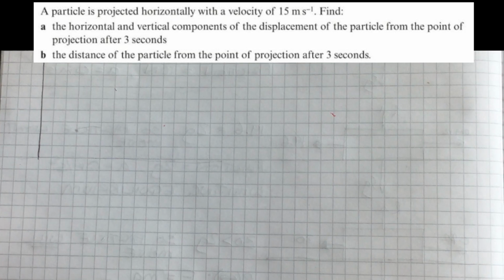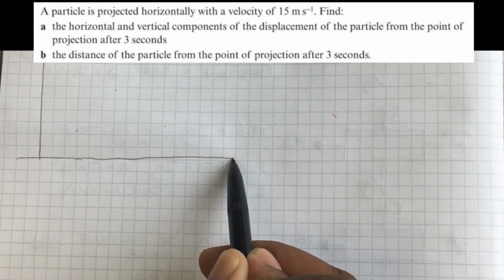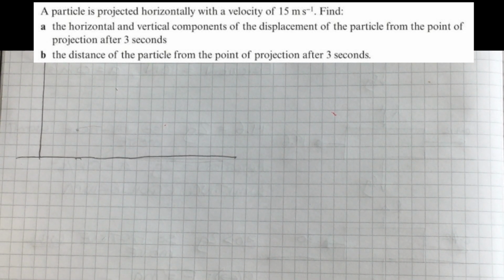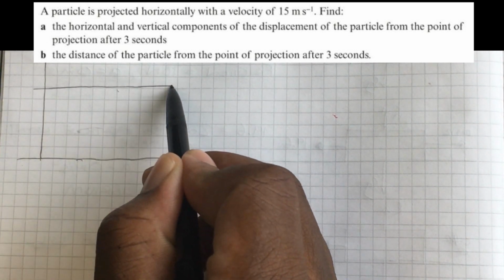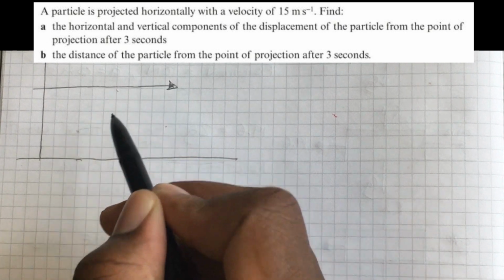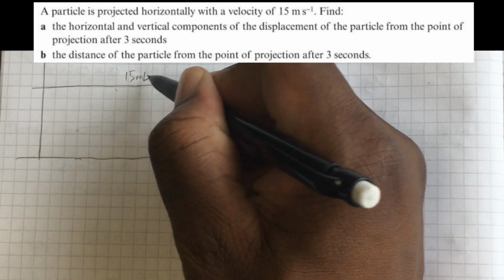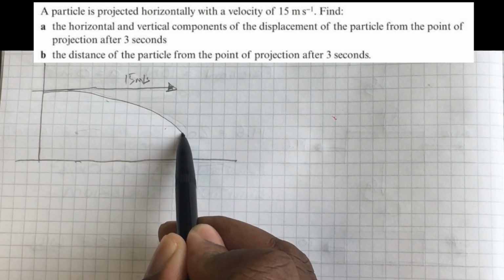Okay, so just moving forward into the next question, where we're not specifically looking at where the particle hits the ground, but we're going to look at some other point on the flight path. So here we're told that the particle is projected horizontally with a velocity of 15 meters per second, and we want to find the horizontal and vertical components of the displacement of the particle from the point of projection after 3 seconds. So 3 seconds after it's been projected, where is it? We want the horizontal and the vertical component.